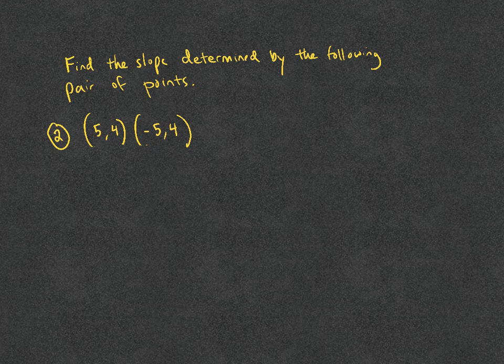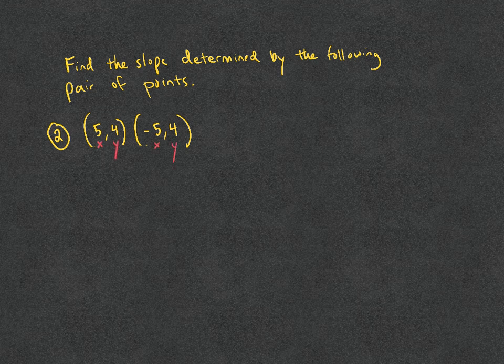Next, find the slope determined by the following pair of points. So in some cases, we have to find the slope given sort of a graph or a road like we just had. Sometimes we're given two ordered pairs. Here we've got 5, 4, and we've also got negative 5, 4. You'll want to remember that anytime we're given an ordered pair, the first one is always x, second is y.